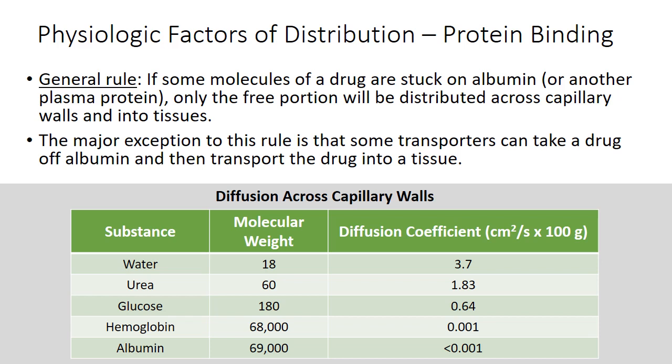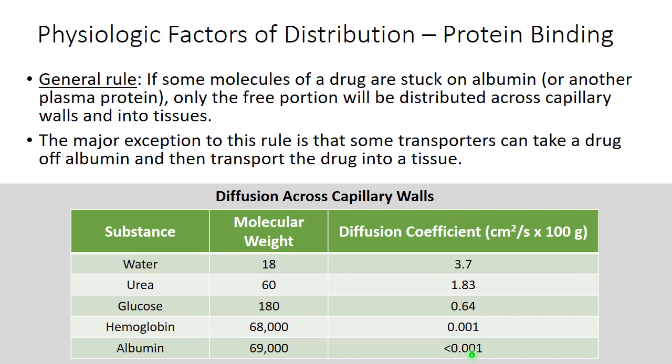So this table has diffusion across capillary walls, and this is to help you understand why, when a drug is stuck on albumin, it has very poor distribution. Some drugs are 50% bound, some of them are 99% bound. If something is 99% bound to albumin, referring to a drug molecule, it will move like albumin, right?